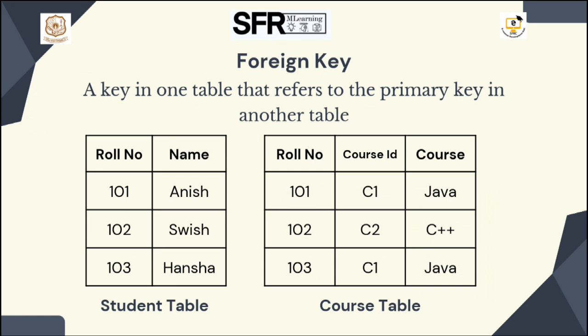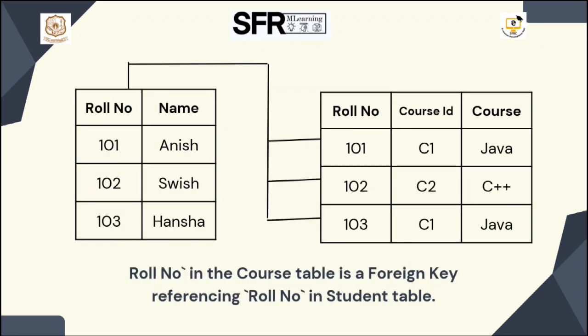Here we have two tables. First one is student table, second one is course table. Student table has two attributes, roll number and name. Course table has three attributes, roll number, course ID and course. Roll number in the course table is a foreign key, referencing roll number in student table.